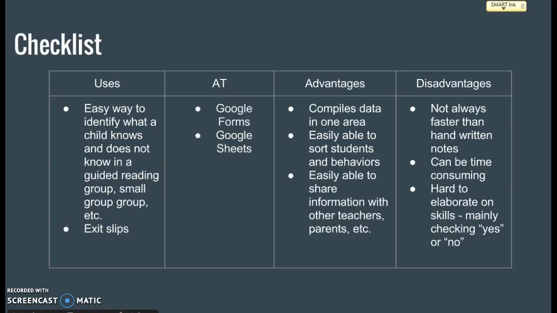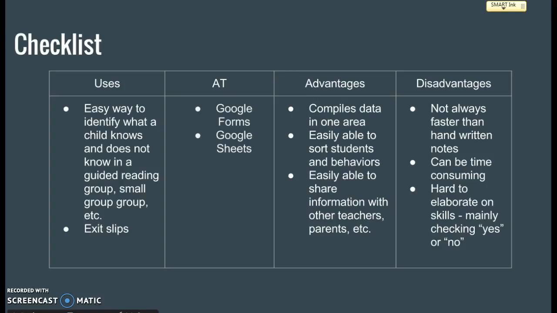The next informal assessment that I have used is a checklist. A checklist is an easy way to identify what a child knows and does not know in a setting such as guided reading, either in a small group setting or any type of whole group instruction time. Oftentimes I would use checklists as an exit slip to be able to gauge what the students know and do not know. I found some that might be interesting for the students to use, and that would be either Google Forms or Google Sheets.